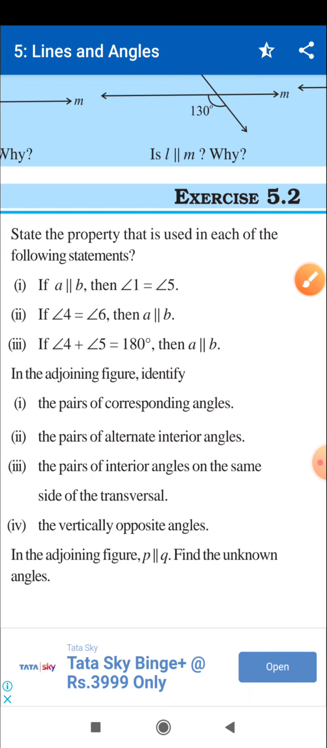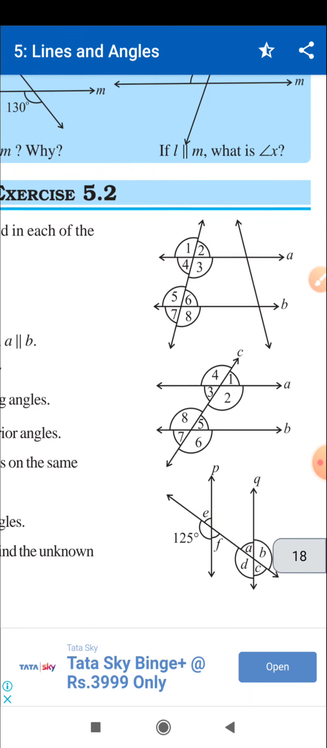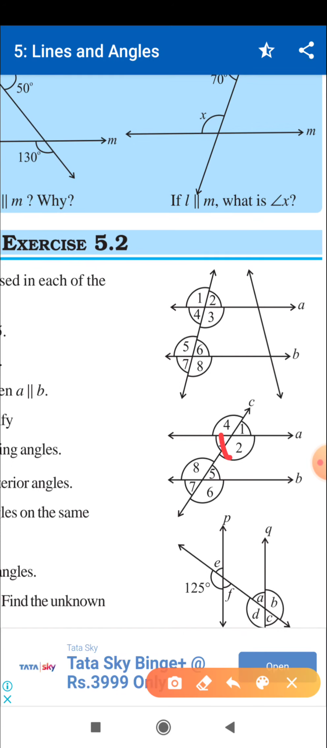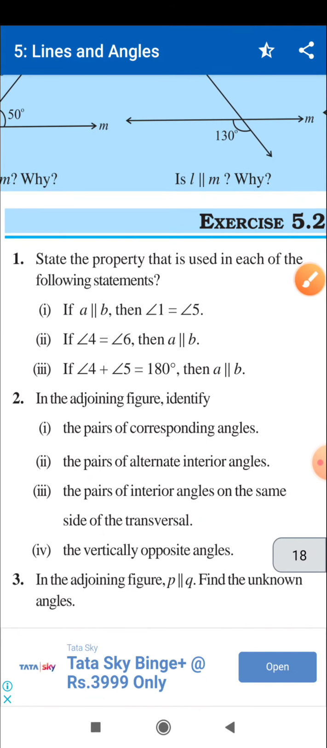In this part, we have to find out the pair of alternate interior angles. As we all know, alternate interior angles are formed on different sides of the transversal and their directions are also opposite. So from this statement we can conclude that angle 3 and angle 5 are alternate interior angles, and angle 8 and angle 2 are a pair of alternate interior angles. Now move to our third part.